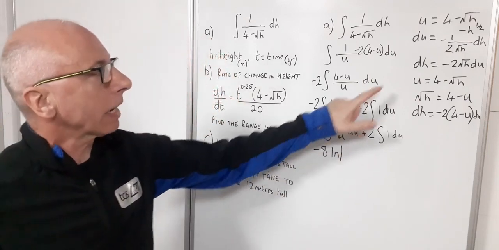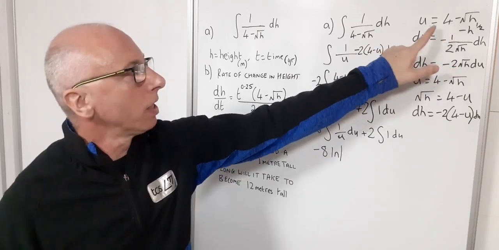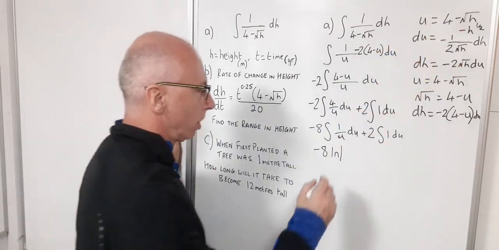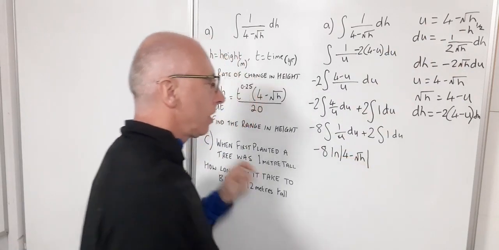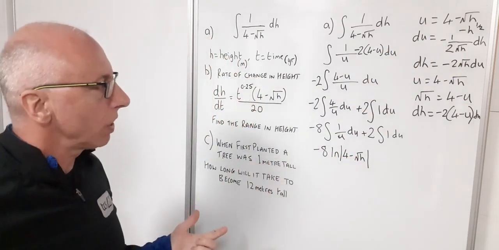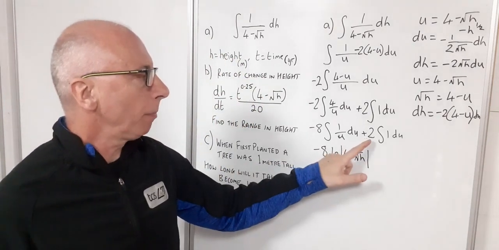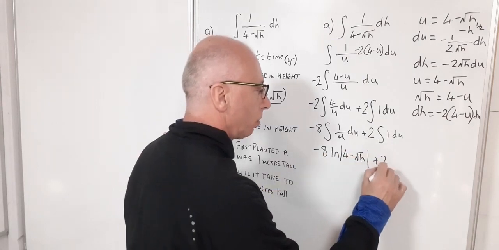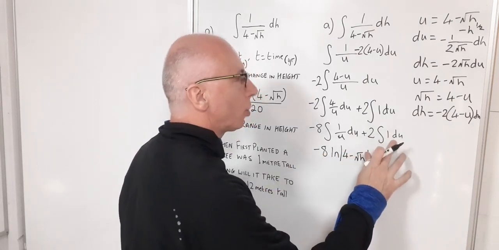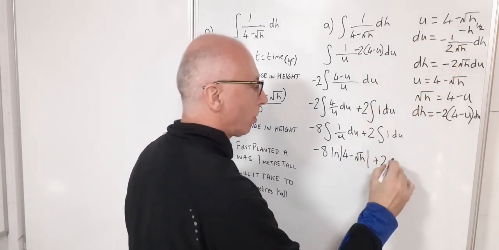Now let's go back into our h variable. So u is 4 minus root h. So 4 minus root h. That takes care of that one. No need for a plus c just yet. And then we've got plus 2 times the integral of 1. So that's plus 2 times, the integral of 1 is just u, which is 4 minus root h.